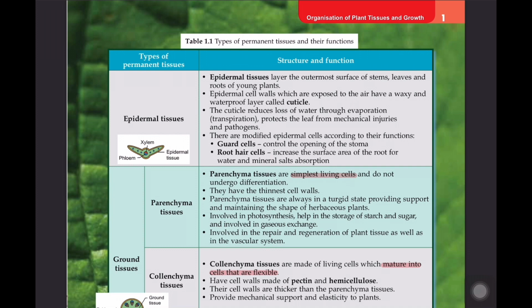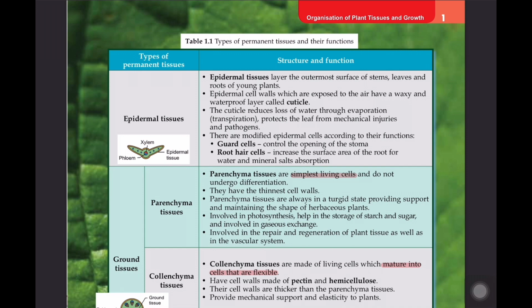The first one would be the epidermal tissue, and as you can see here in this image, epidermal covers the whole outermost surface of different parts of the plants. So yeah, first one, epidermal. If you remember epidermis in human, which is our skin, right? It covers the outermost layer. It is the same, epidermal tissues. Epidermal, outermost surface.